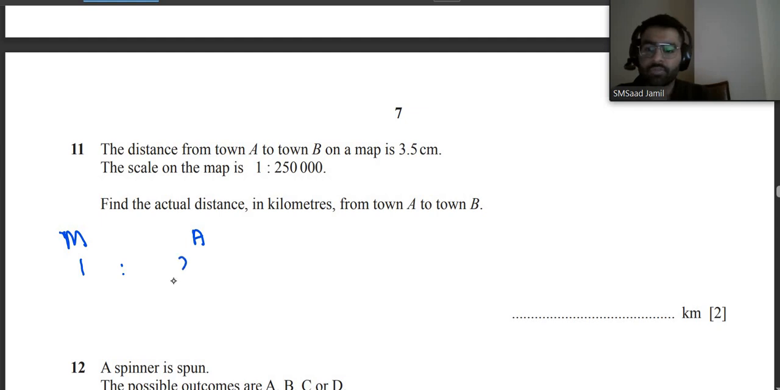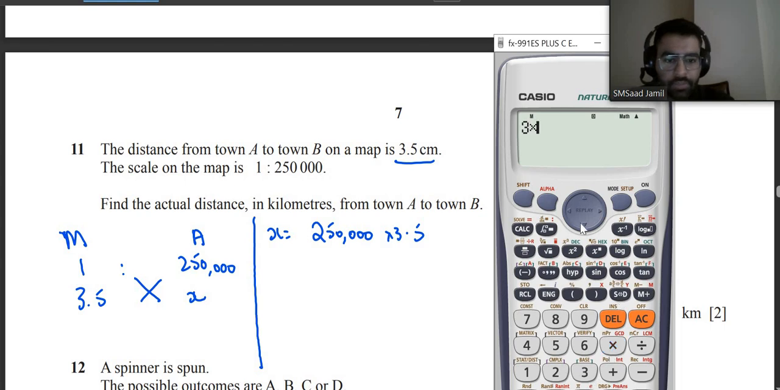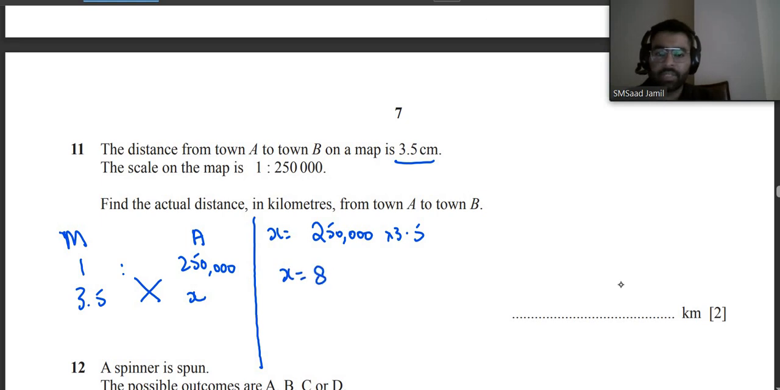So what I recommend is right over here, write scale: map, actual. It's 1:250,000. So on the map it's 3.5, right? And the actual is x, so we cross multiply. So this turns out to be x equals 250,000 multiplied by 3.5. Let's just for the sake of it use a calculator so that we don't make any calculation mistake. So x equals 875,000.